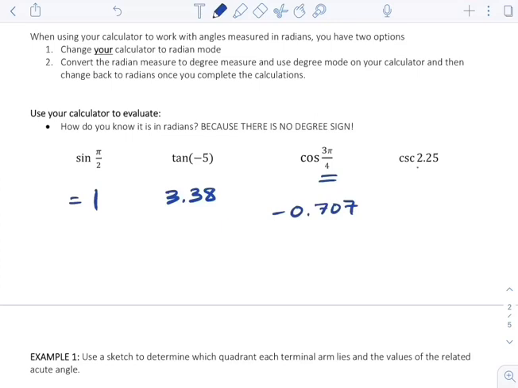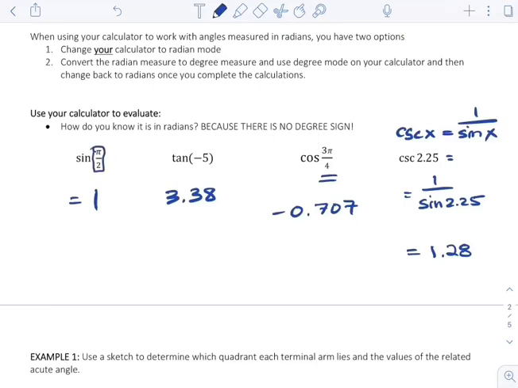And lastly, we see cosecant 2.25. And we might say, I don't know how to put cosecant in my calculator. I don't have a cosecant button. Most don't. But keep in mind, if you have something like cosecant x, that's equal to its reciprocal, 1 over sine x. So cosecant 2.25 is equal to 1 over sine 2.25. So I can put that in my calculator, 1 divided by sine 2.25, and we should get 1.28.